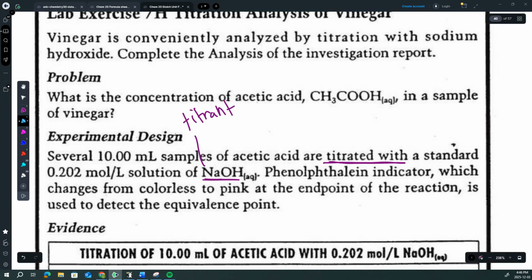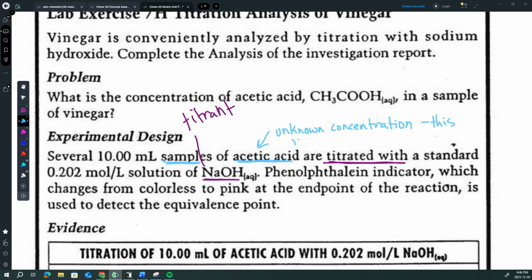Okay, and we have 10 milliliter samples of acetic acid. So since they're samples, right, that's going to be what you don't know the concentration of. So unknown concentration. This is what you're trying to find. Meanwhile, the titrant, you know the concentration of that.